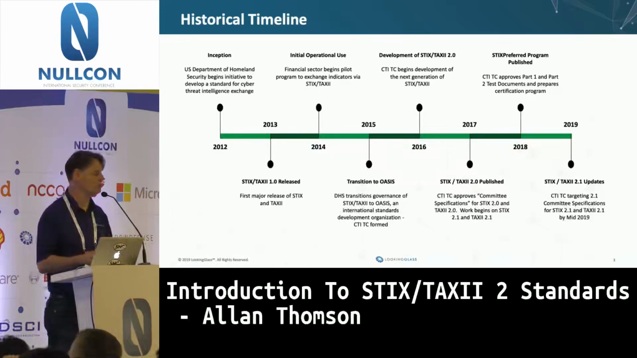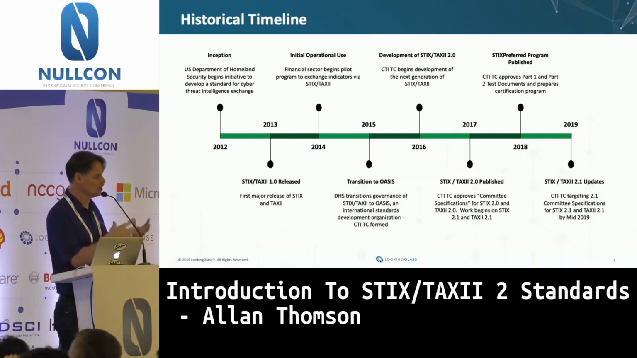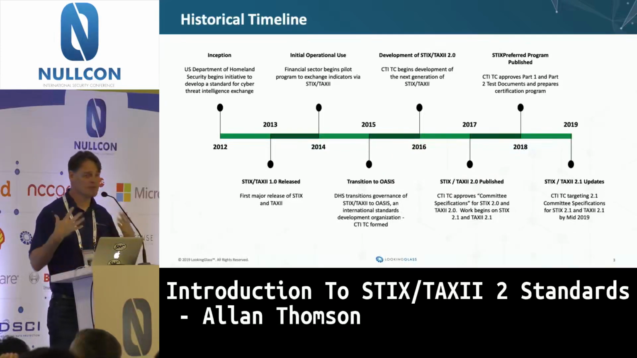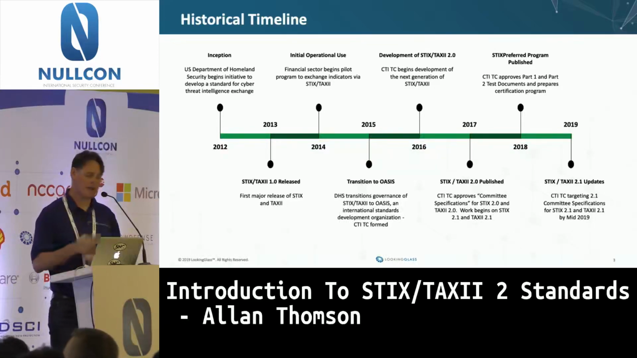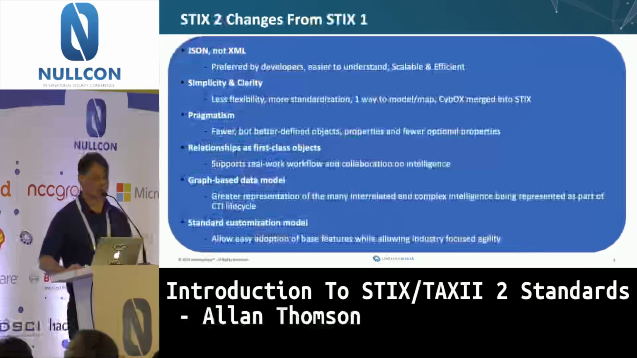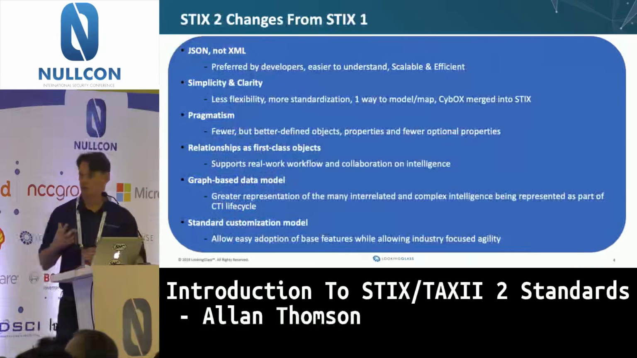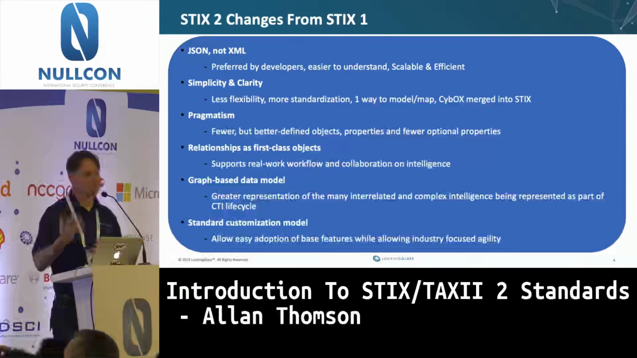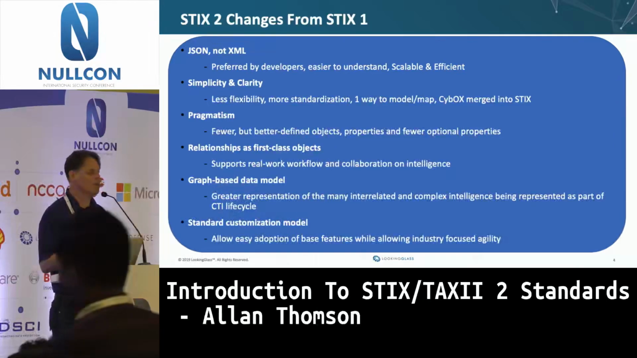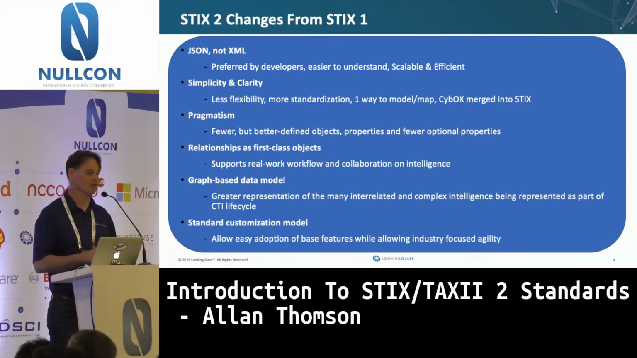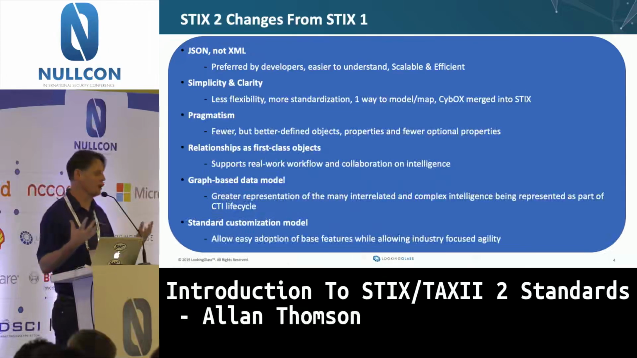So STIX 2, which is now part of the OASIS community, a public standards organization, is a completely new version. It's almost like night and day different from STIX version 1. And STIX 2 is the thing that I want to talk about and show you specifics. At a high level, the first thing that most people talk about is that it's JSON, not XML. On the surface that might seem like, well, duh. It's like, why would you ever choose XML nowadays for anything?